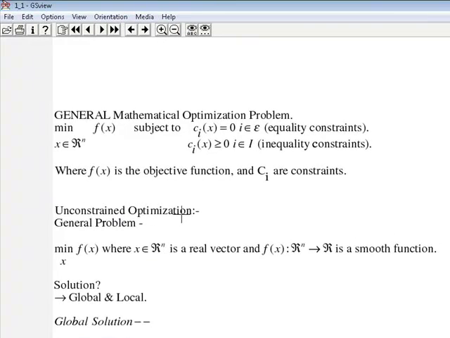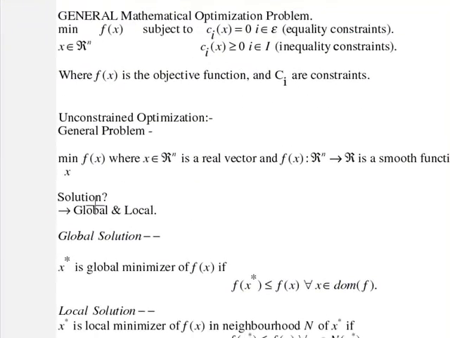The general problem of unconstrained optimization is to minimize our objective function f(x) over our variable x, which is surely an n-dimensional vector, and f(x) is a function which maps R^n into R, and f(x) is assumed smooth. Okay, so let's talk about the solution.